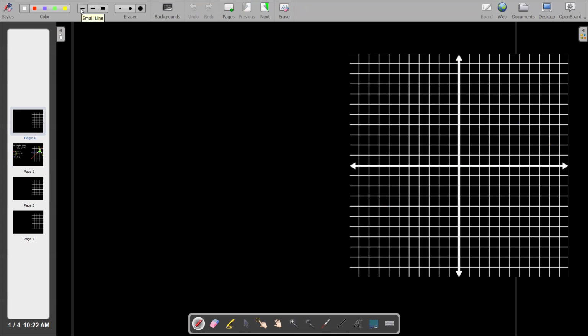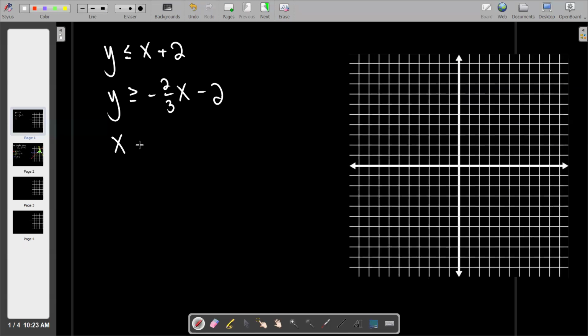And this is another one where I've kind of given you a little bit of a softball. So let's get to it. Y is no more than x plus 2. Y is at least negative 2/3 of x minus 2. X is at least 0, and x is no more than 6. Again, we appreciate this because it's already solved. We don't have to do any math, right? Just graphing.